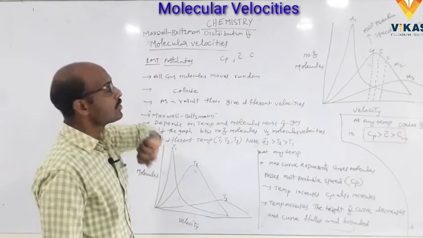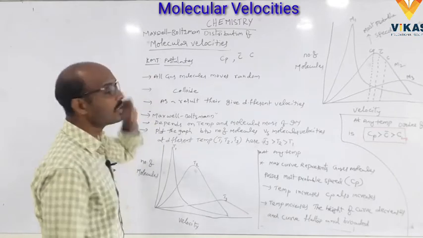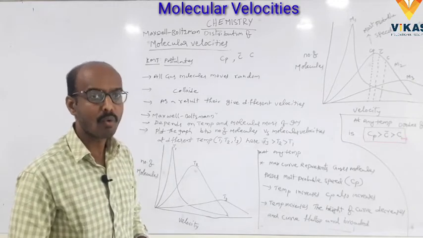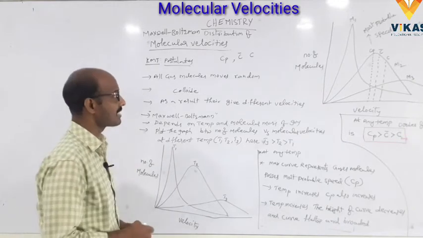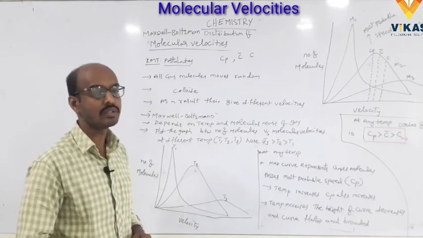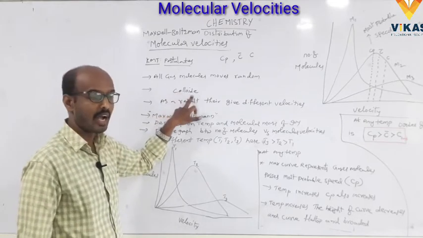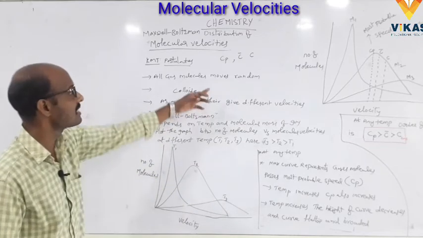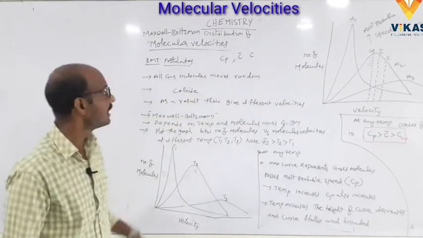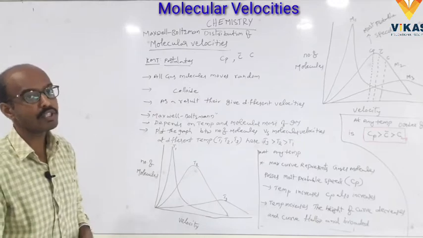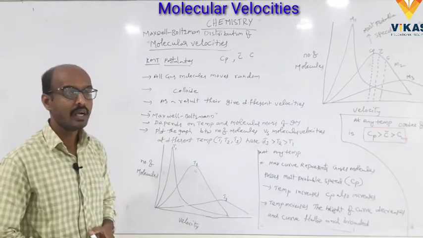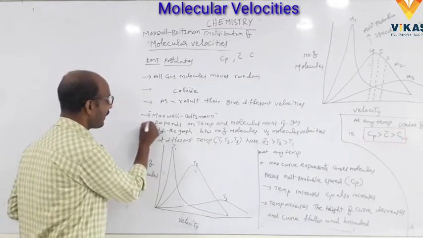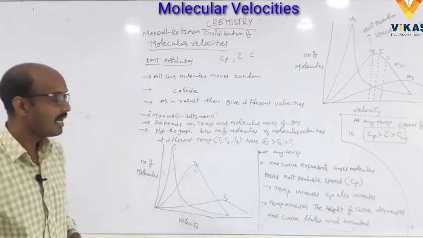In the distribution of molecular velocity based on the KMT postulates, all gaseous molecules move in all directions with different velocities. The moving gaseous molecules collide with each other and as a result, they have different velocities. The different velocities are Cp, C bar and C. The Maxwell Boltzmann distribution gives the distribution of molecular velocities, and the molecular velocity depends on the temperature and molecular mass of the gas.